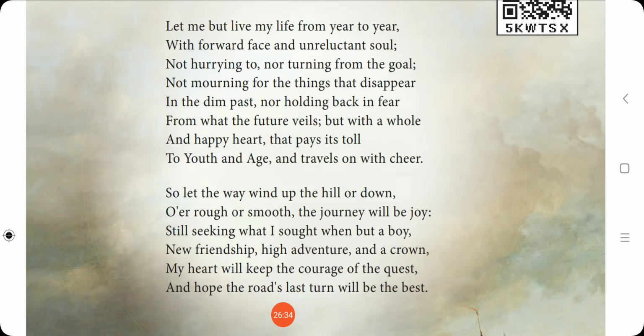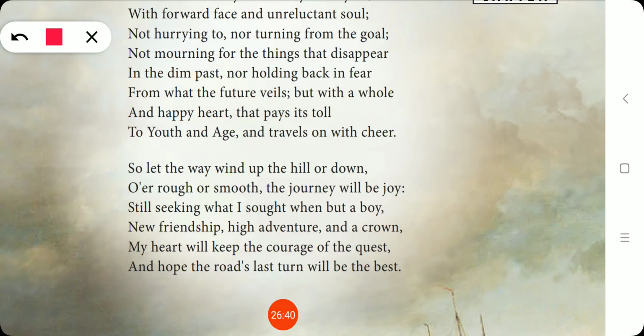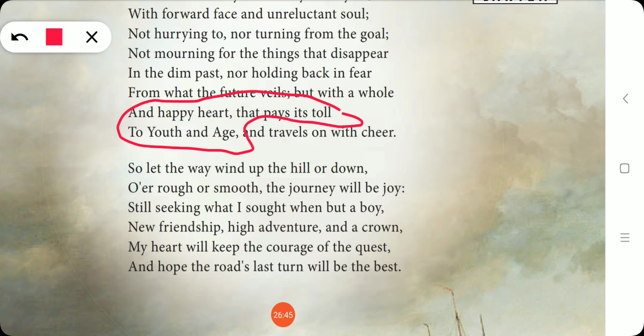See, for example, "unhappy heart, listen, and happy heart that pays its toll to youth and age." If they give this line and ask you to identify the figure of speech in the given line, what are the figures of speech in this line? I told you there is personification in this line. And also I told you there are alliterated words in this line. Happy and heart are alliterated words.